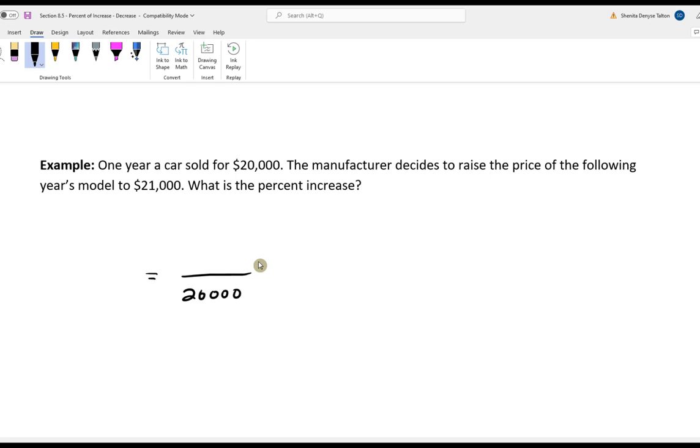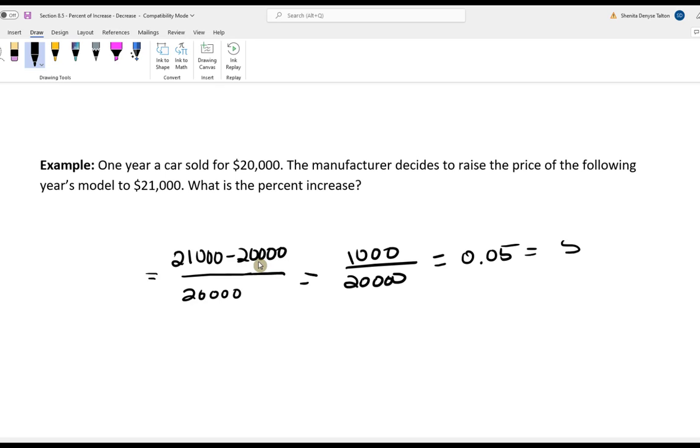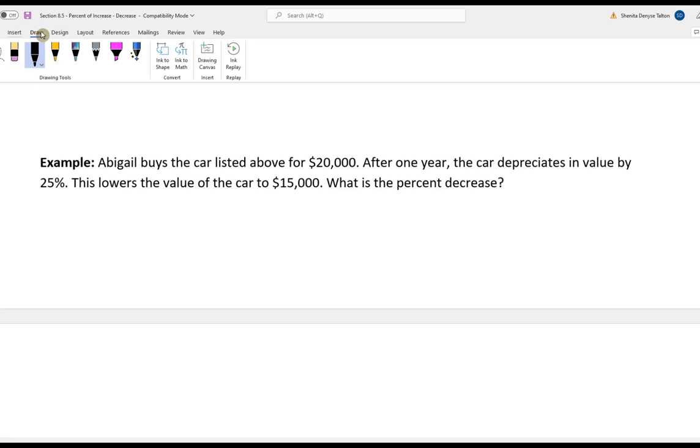So in the problem, it tells you that the new amount is not used in the calculation. Technically it is, because you have to use it to figure out the amount of increase or decrease. So we know that it's now 21,000. We have to subtract off the 20,000 to figure out how much did it increase by. It increased by $1,000. So we'll take the 1,000 and divide it by 20,000. You get 0.05, which is a 5% increase. Okay, 5% increase.